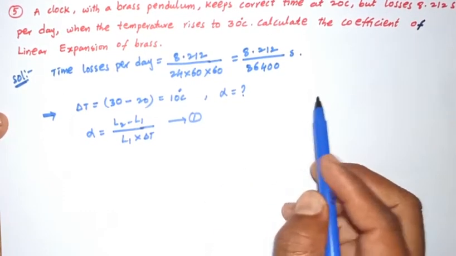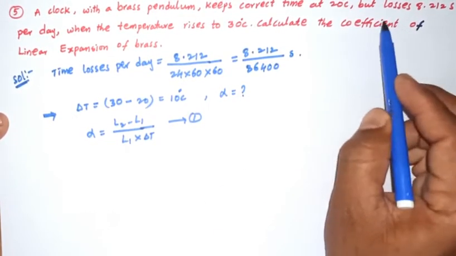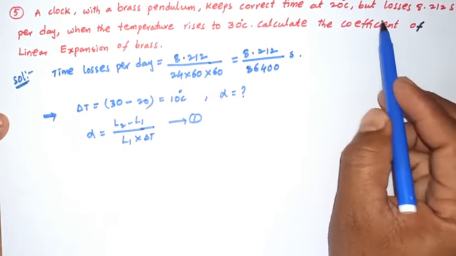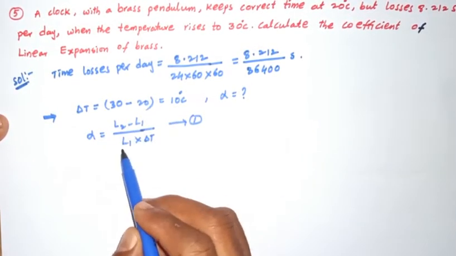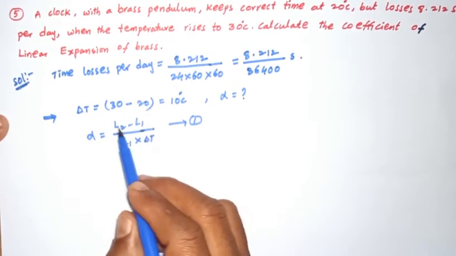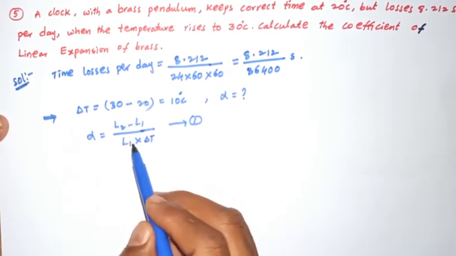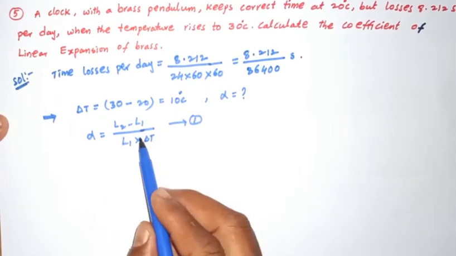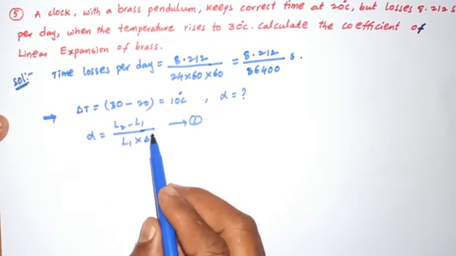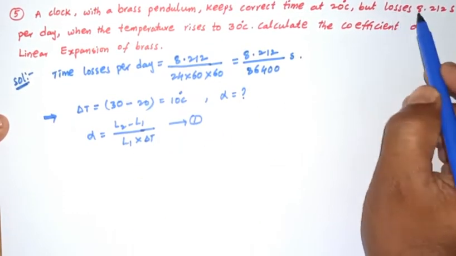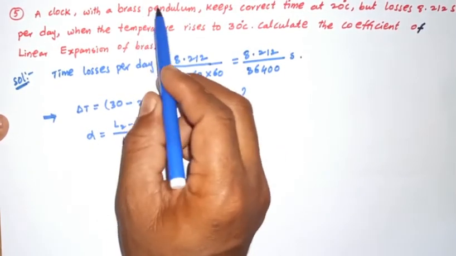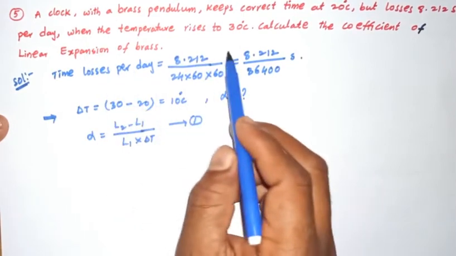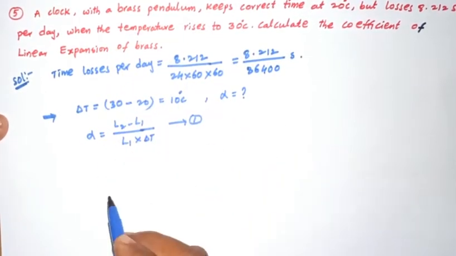Okay, now we will calculate the coefficient. We don't know L2 minus L1 by L1, so the change in length and the initial length are unknown. We only know the temperature difference and the time losses. So here, a clock will oscillate like a simple pendulum.